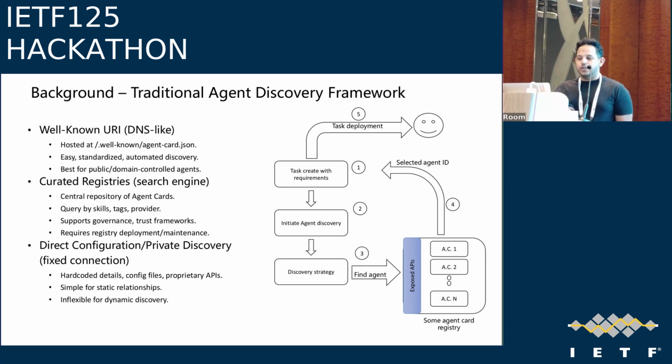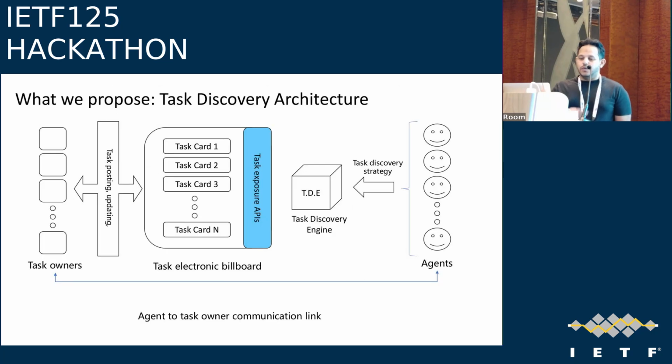So we said, is there an alternative way to do so? This is what we're proposing. Rather than posting agent cards and task owners searching through those agent cards, how about task owners post their own tasks in the form of a discoverable object called a task card, and now agents are the ones doing the search. This way, the task owners and their tasks become discoverable objects themselves.